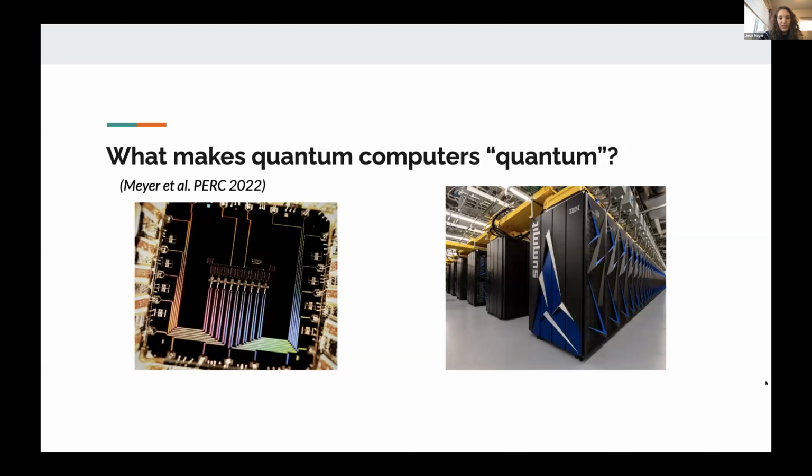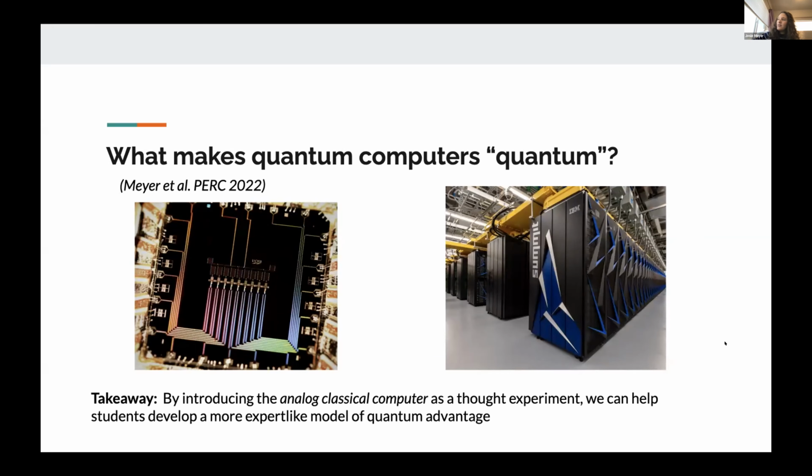Another interesting thing we've explored is asking students after a quantum computing course to just explain what makes quantum computers quantum. In other words, what makes this superconducting qubit quantum computer on the left different from some big Summit supercomputer, a classical supercomputer. It turns out students really struggle with this, which is kind of sad after they've just taken a course on this. But what we found is a really helpful intermediate bridge is to introduce the idea of an analog classical computer as a thought experiment.